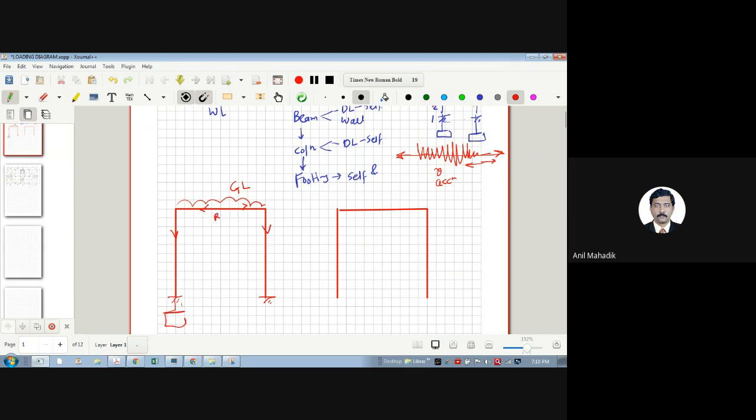This is your beam. This is your columns. So the end shear of the beam will go down. There will be a half load going down here and half load going down there. And at the end, it will go to the footing. But if there is a horizontal load, let's say due to earthquake, how is the load transferring?